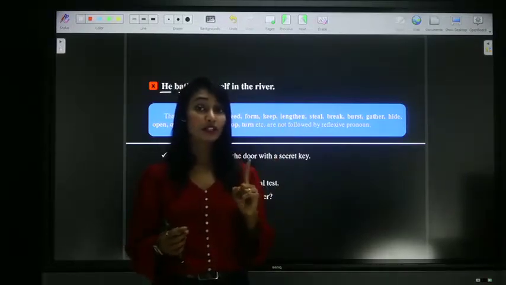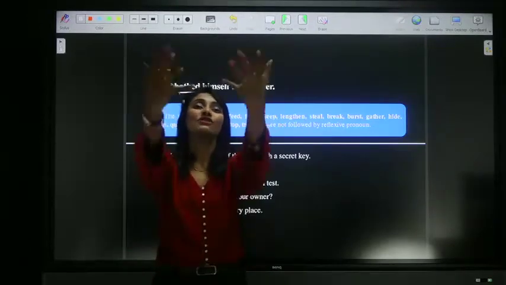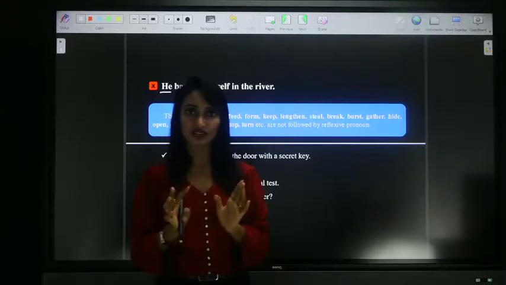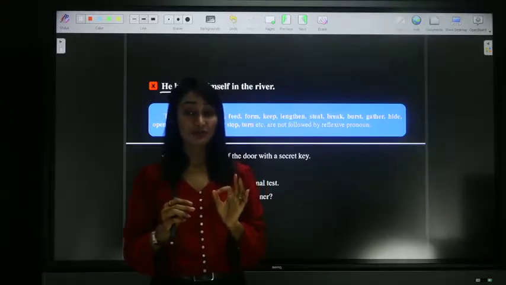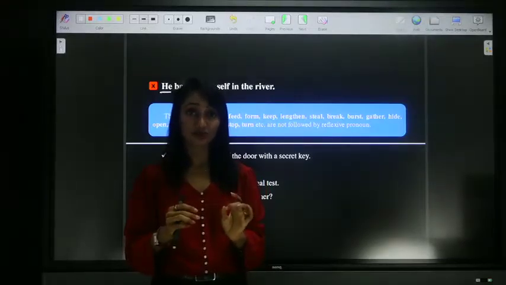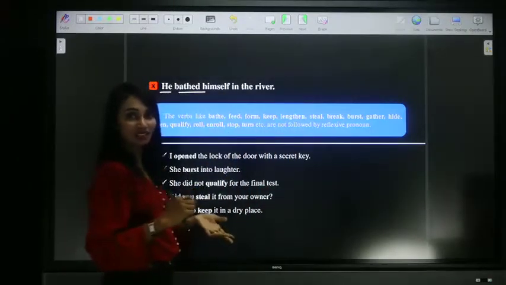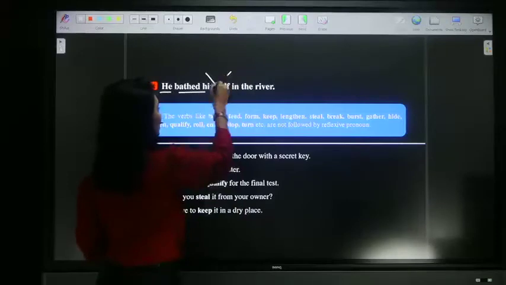Remember, reflexive pronouns are used only when the action is reflected upon the doer, right? Here there is no action reflected upon the doer. It is very inappropriate to use reflexive pronouns in such cases because we do not bathe others. So remove these reflexive pronouns.